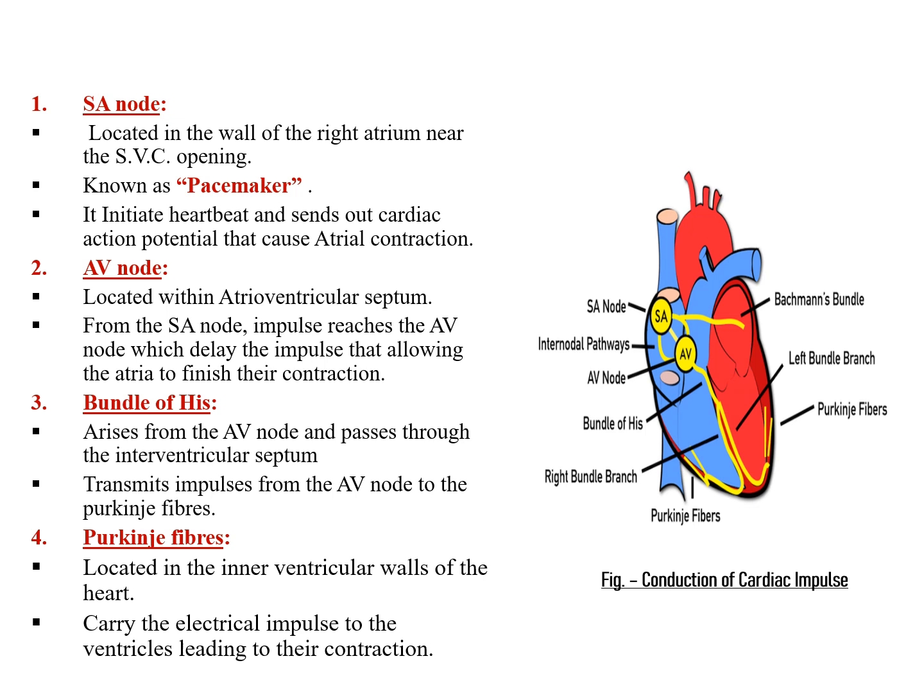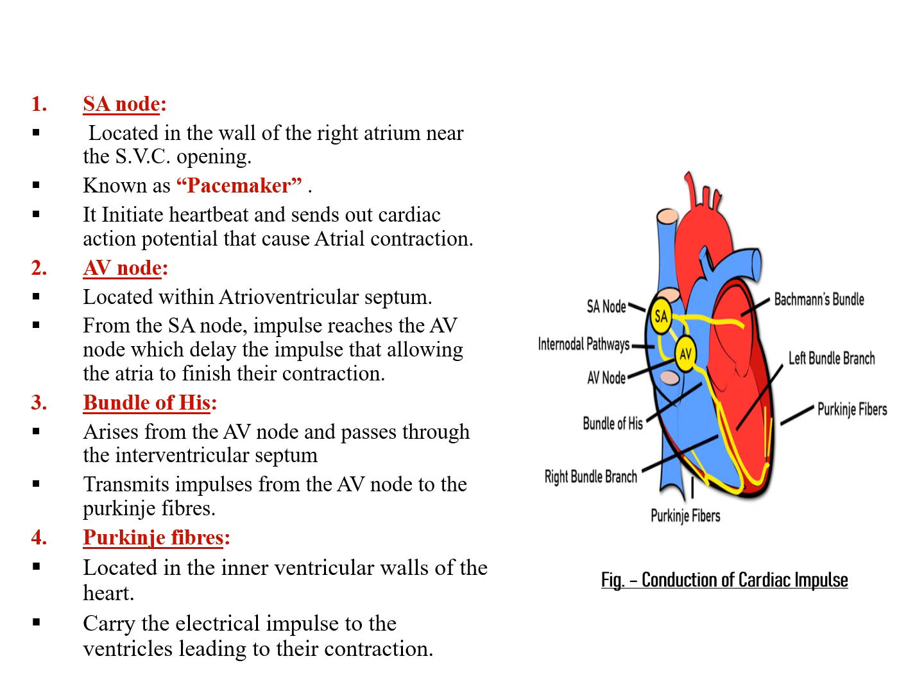This AV node delays the impulse for some time, which allows the atria to finish their contraction before the ventricles begin their contraction. Then from the AV node, the signal travels to the bundle of His. The bundle of His is also known as the atrioventricular bundle. It is a branch of fibers that extends from the AV node. This bundle of His receives the electrical signal from the AV node and carries it to the Purkinje fibers.